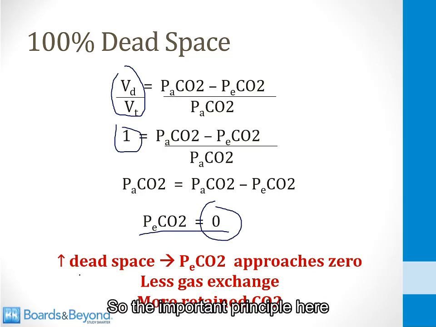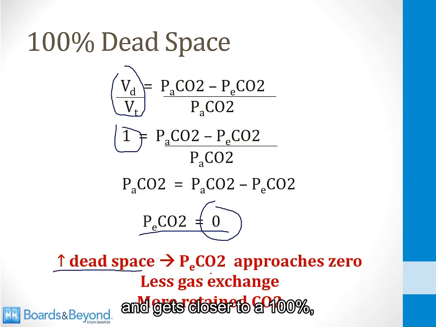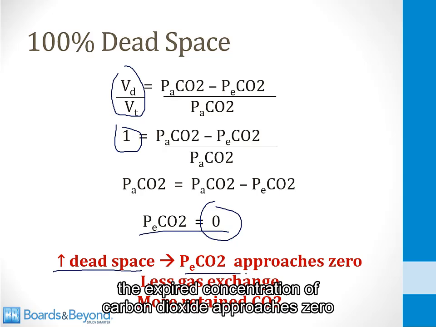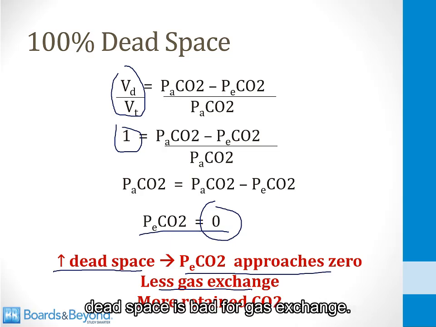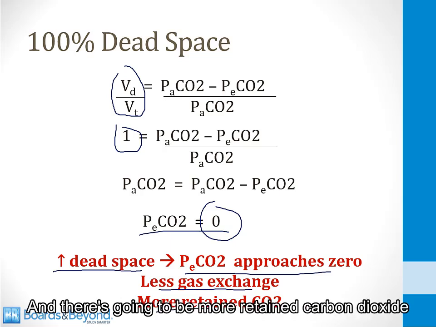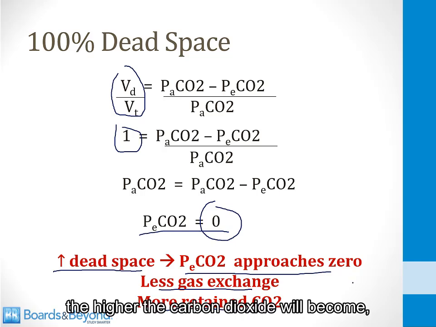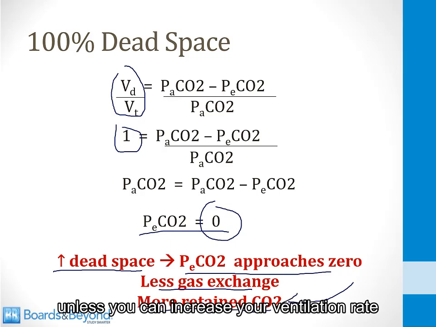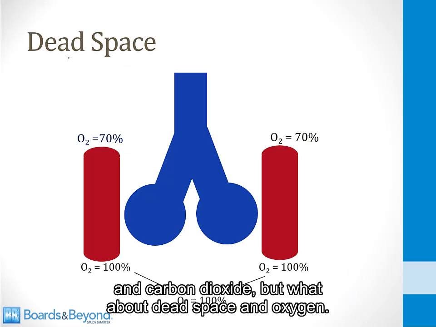So the important principle here is that as the amount of dead space goes up and gets closer to 100%, the expired concentration of carbon dioxide approaches 0. That's because there's less gas exchange. Dead space is bad for gas exchange, and there's going to be more retained carbon dioxide in the body. The more dead space you have, the higher the carbon dioxide will become unless you can increase your ventilation rate to blow it off.